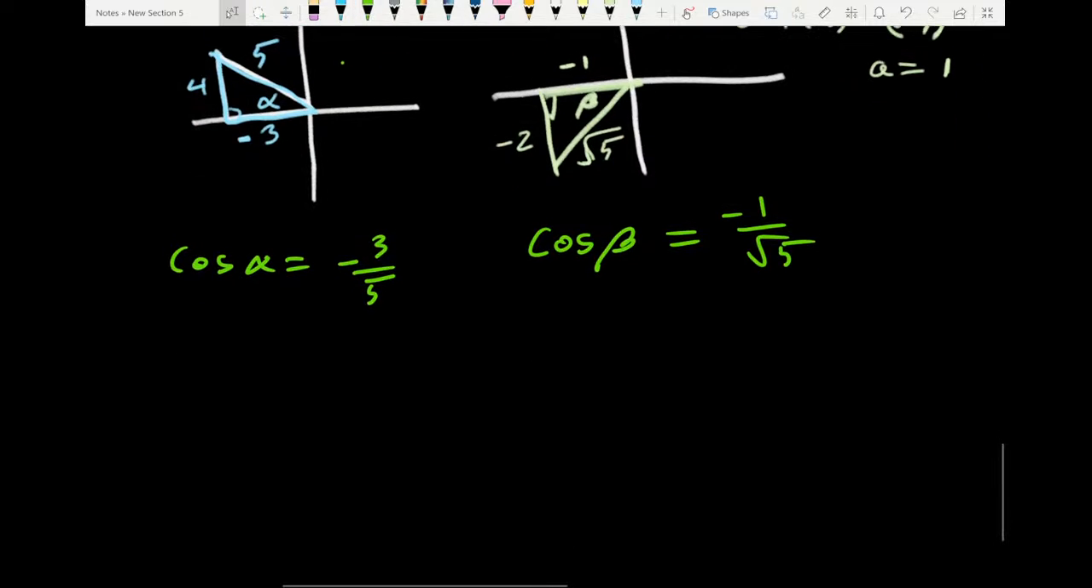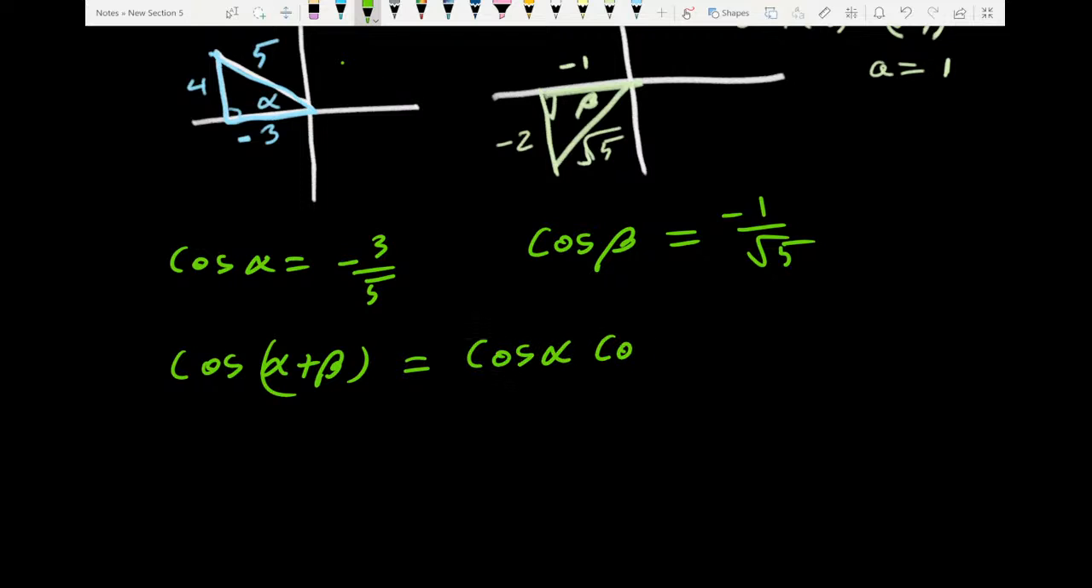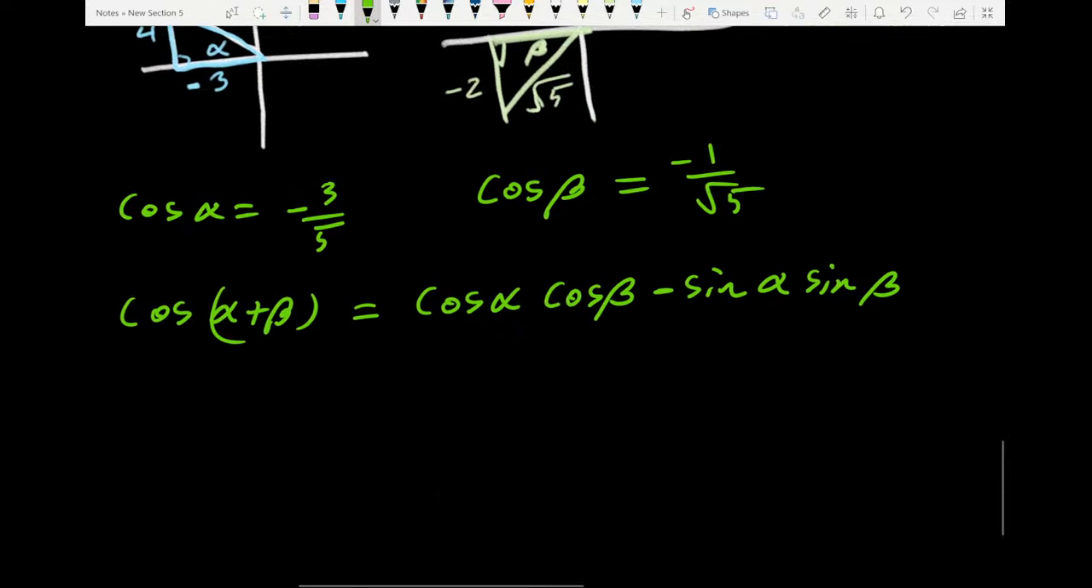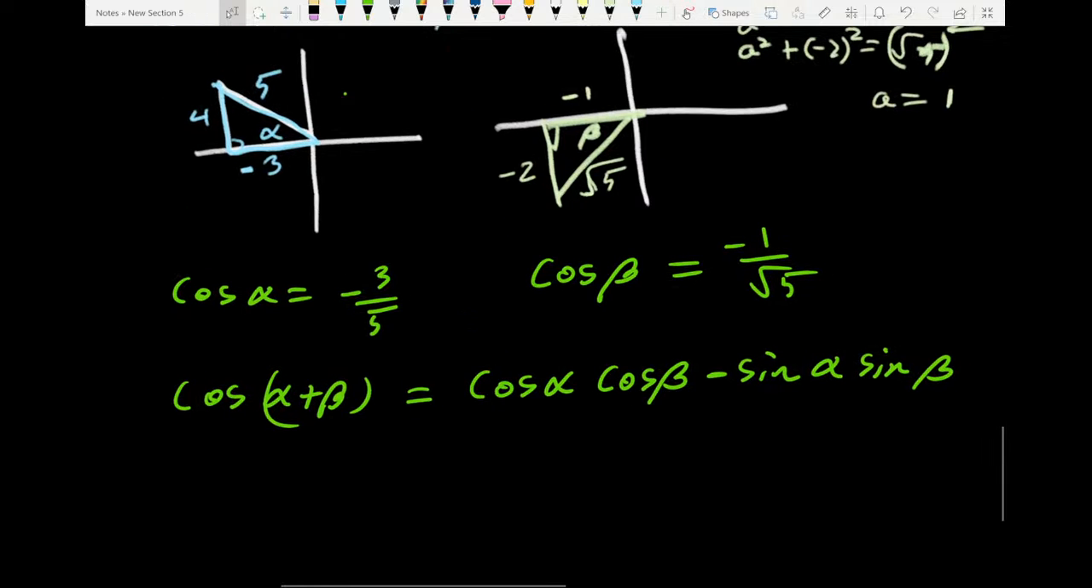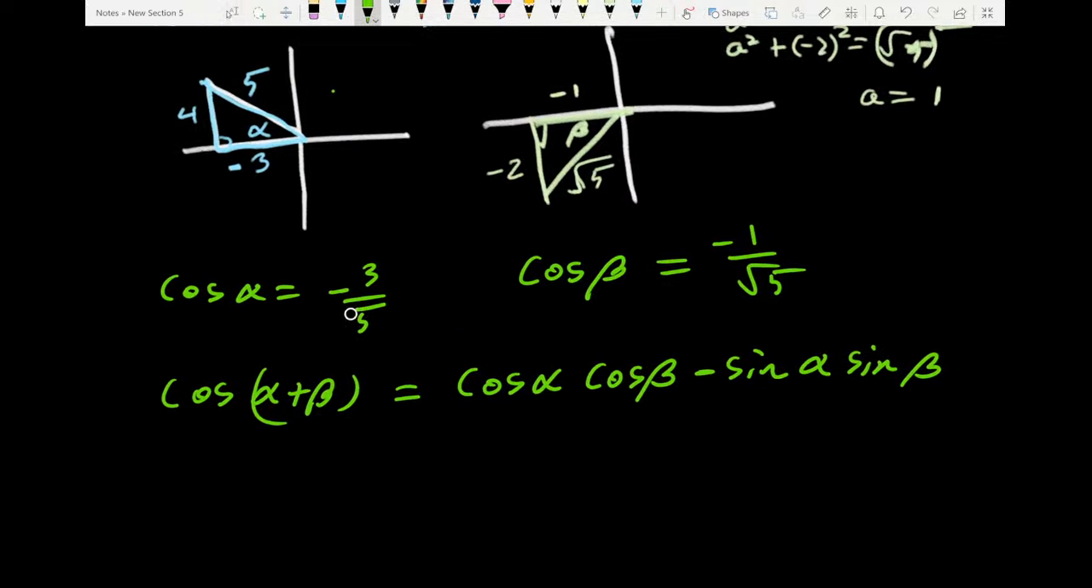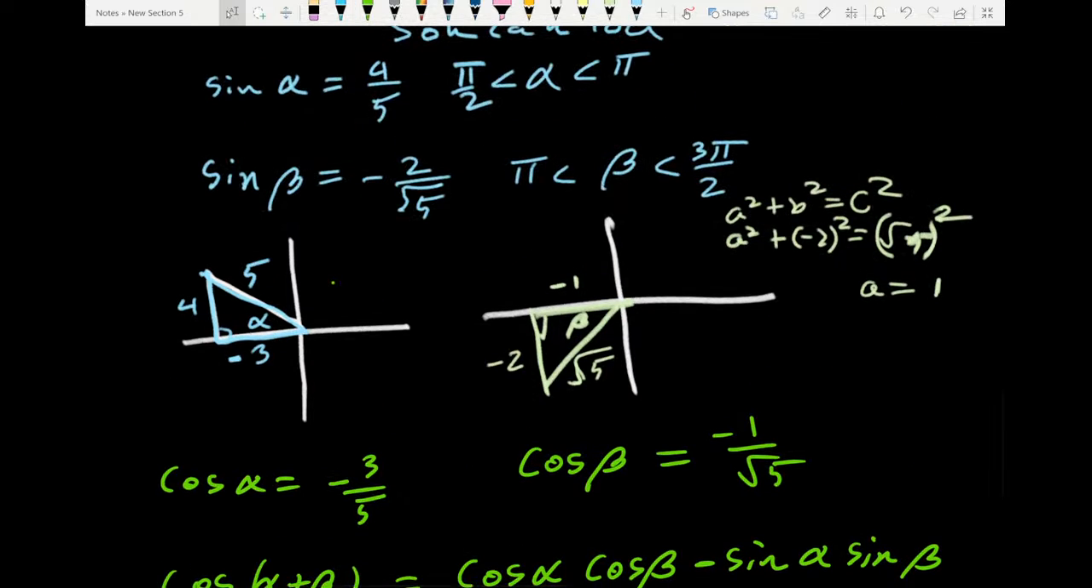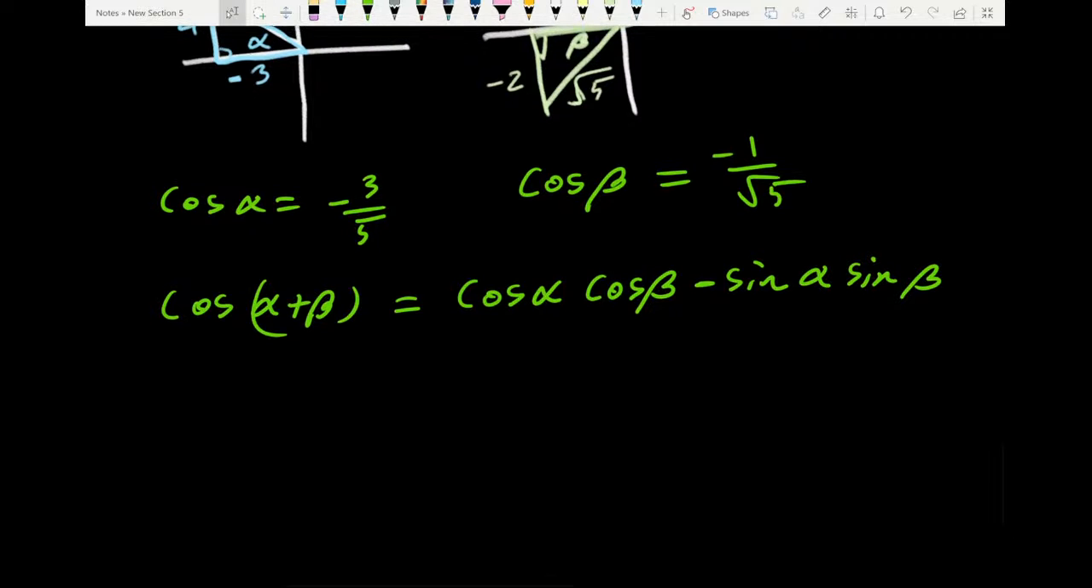And what if I say, what is cosine of alpha plus beta? Well, you can't add them, but we can expand it, which gives us cosine of alpha, cosine of beta, minus sine of alpha, sine of beta. And we know what cosine of alpha, cosine of beta, and sine of alpha, sine of beta are. So now we could easily just plug it in.